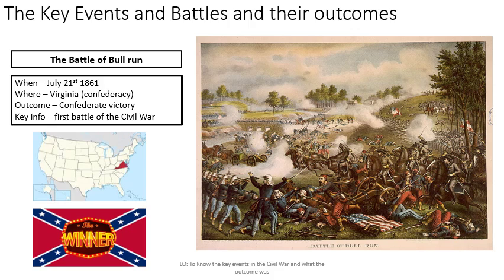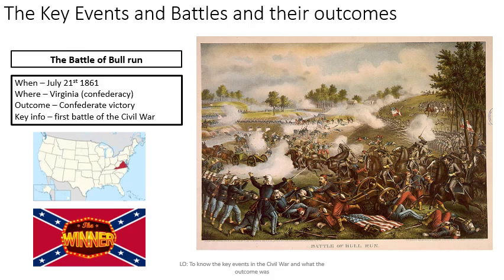July 21st, 1861. It happened in the state of Virginia. And if you look at the little map underneath, that bit that's highlighted in red is the state of Virginia. So there will be a map for all of the states as we go through. Virginia was a southern state, so it was part of the Confederacy. And the outcome: the Confederates, so the southern states, won.